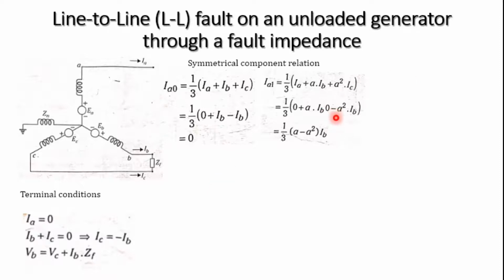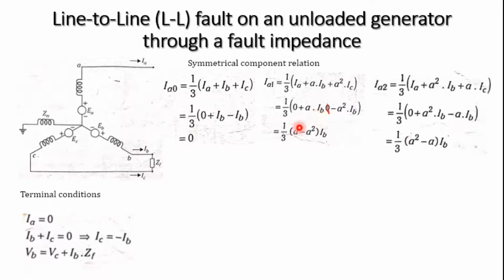Okay, substitute this, you will get A minus A square of IB. Okay, this is not, it is 0. So similarly for IA2, we will get 1 by 3 of IA plus A square IB plus A into IC. Substitute that IC is equal to minus IB. You will get A square minus A into IB.